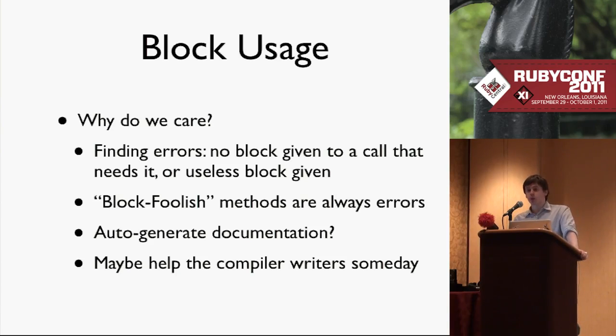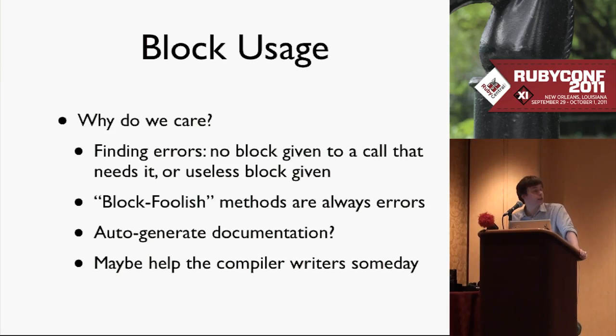The other case is when you don't provide a block to a method that very well could use it. You may not even notice the first time, because like that silly rand example I gave before, it may not raise the first time you do it. It may be that only after you've deployed your application, you hit the edge case where it needs a block. So finding errors is a big thing, and that's what Laser's focused on. And block foolish methods, you already screwed that up. Another idea is that we could auto-generate documentation.